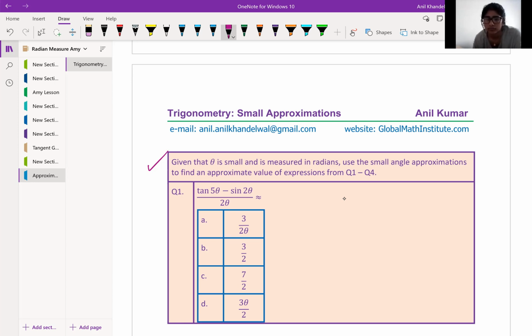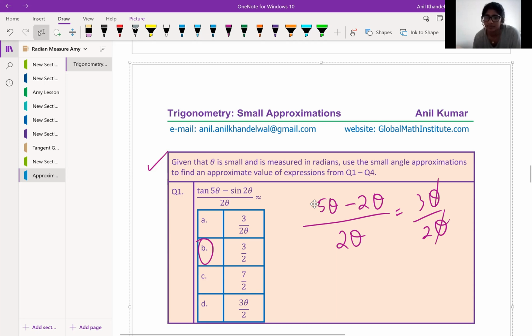First one: tan 5 theta minus sine 2 theta over 2 theta should be approximated to which value? Let's calculate. Tan 5 theta is 5 theta, minus 2 theta, divided by 2 theta. So 3 theta over 2 theta is 3 over 2. So simple. Do you see that approximation chapter?